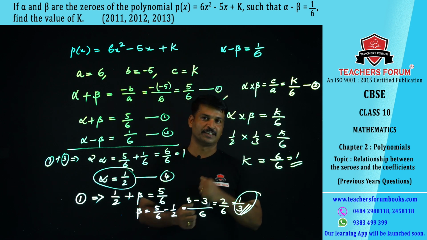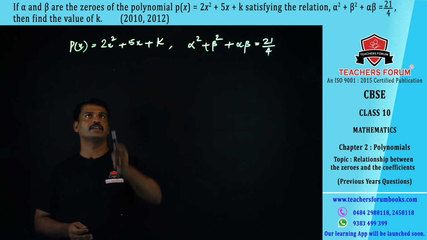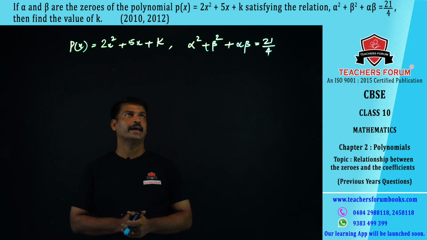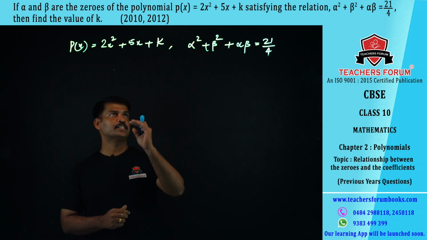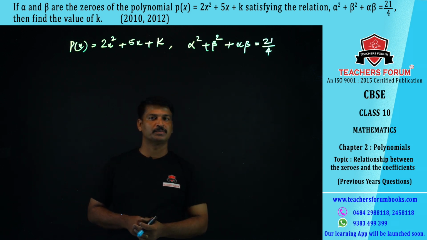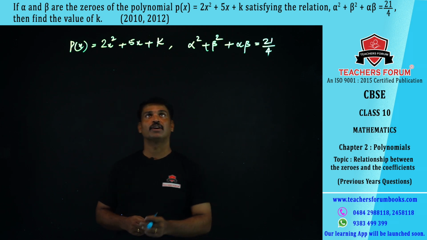Now let us move to the other one. Here it is given that alpha and beta are the zeros of the polynomial 2x square plus 5x plus k, and it satisfies a relation that is also given: alpha square plus beta square plus alpha into beta is equal to 21 by 4. You have to find the value of k.